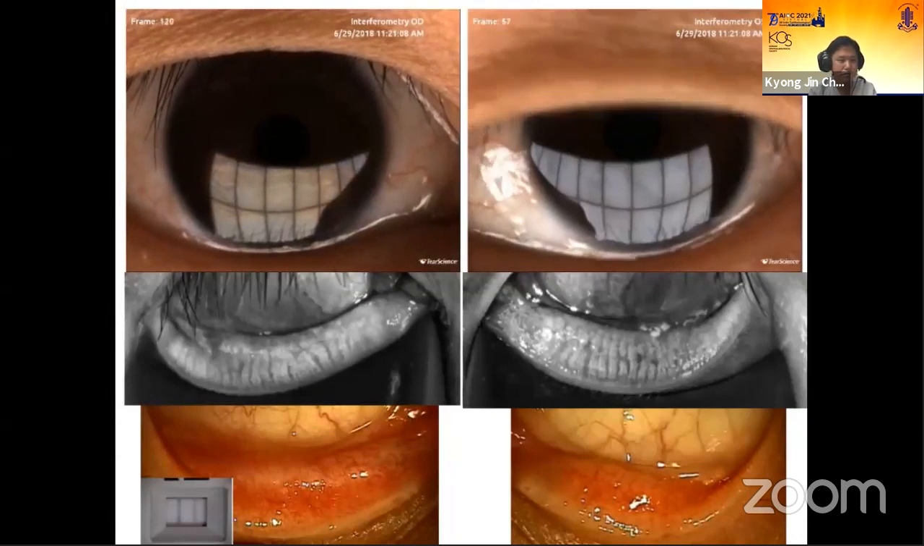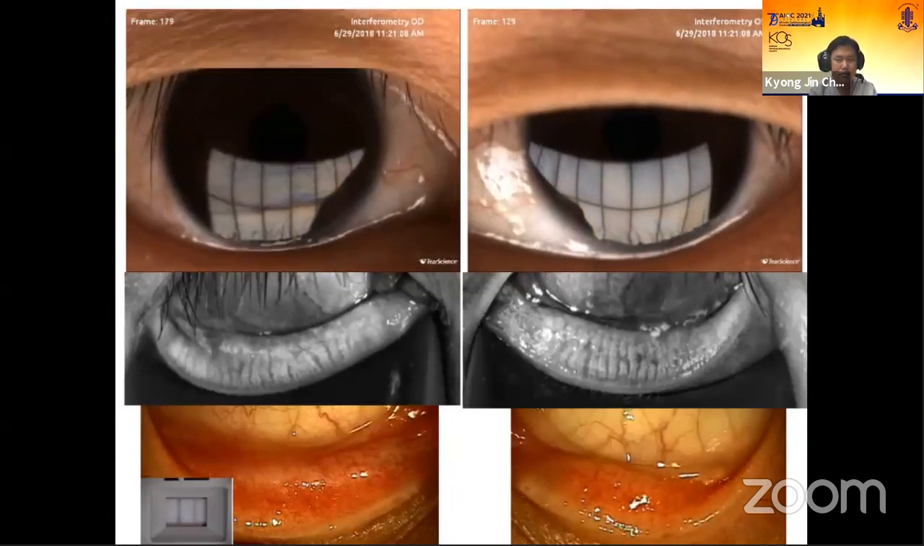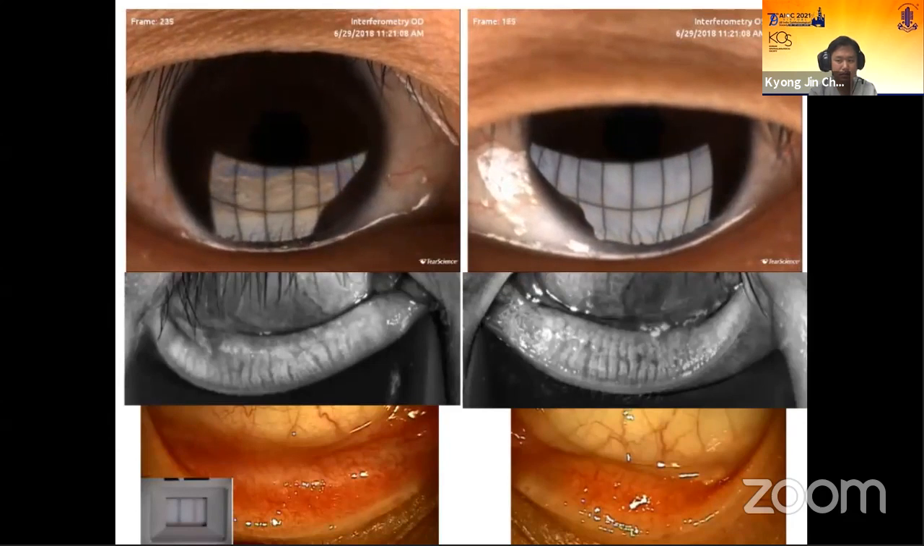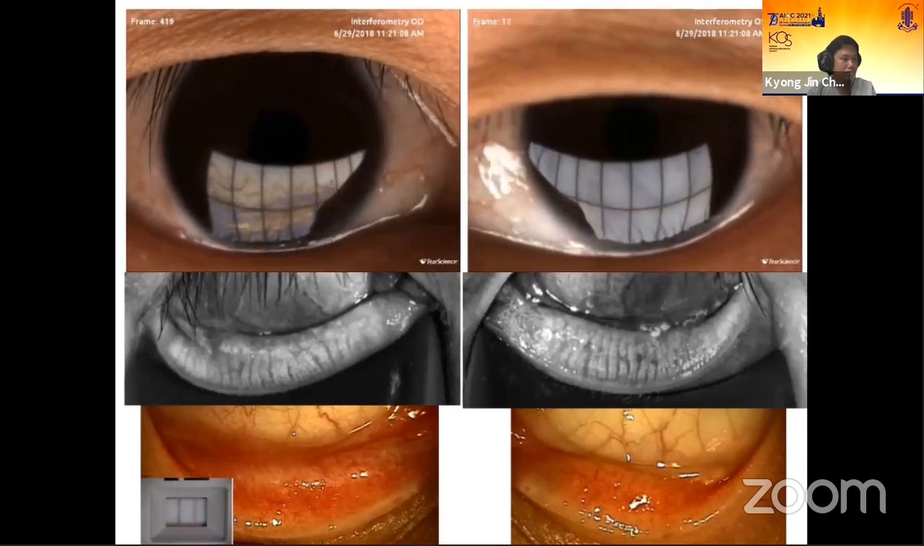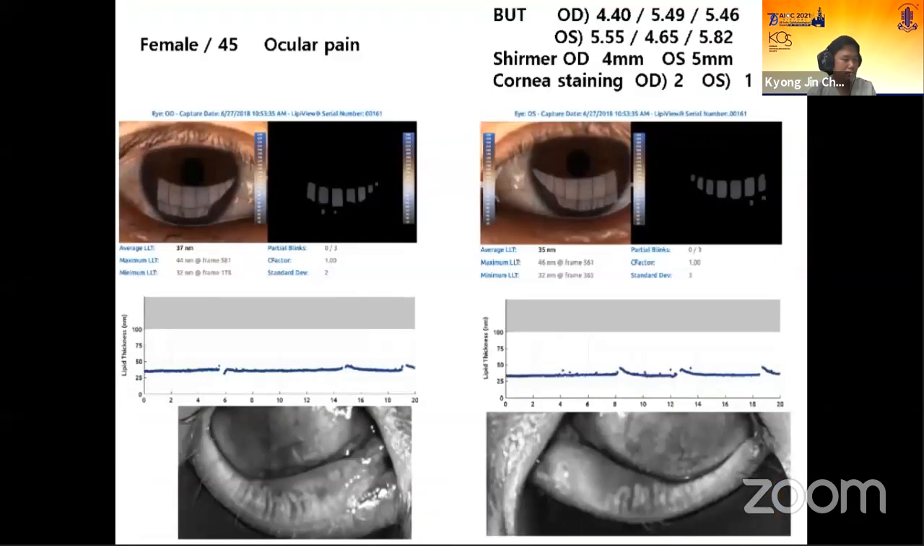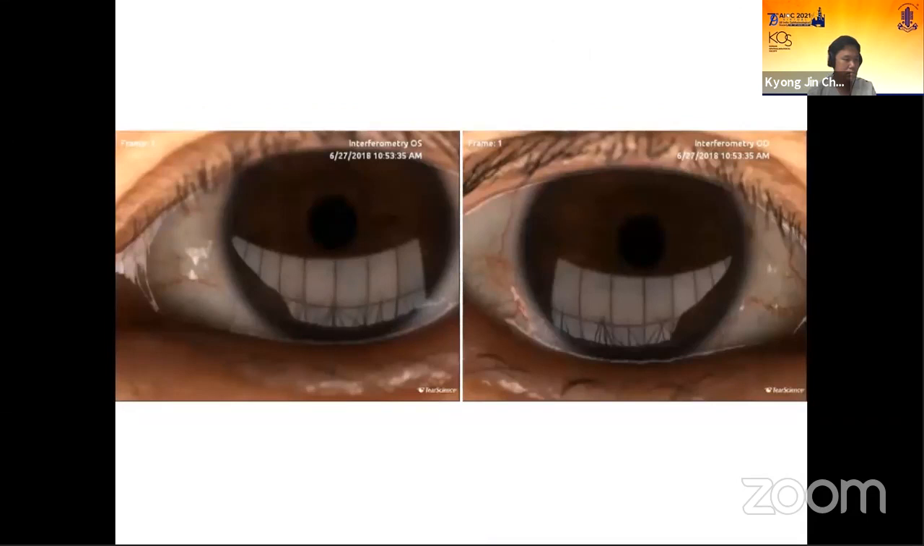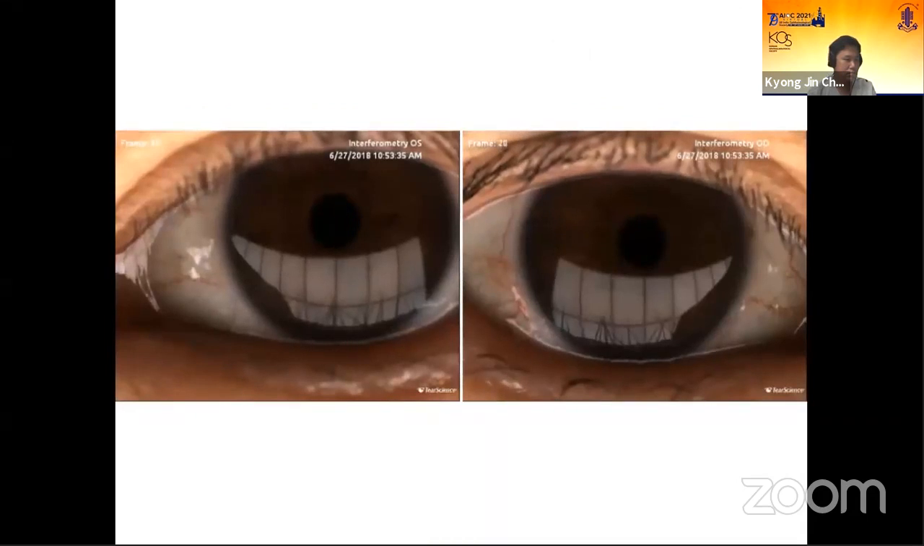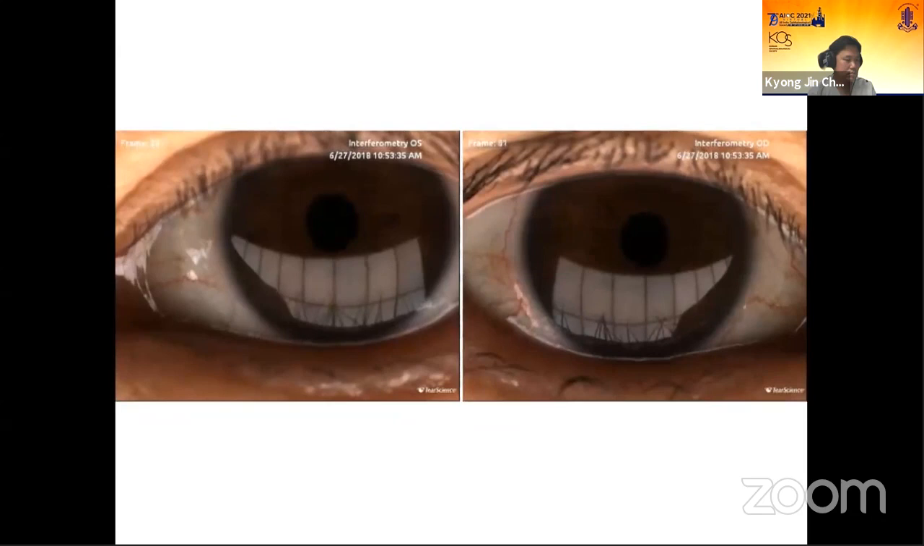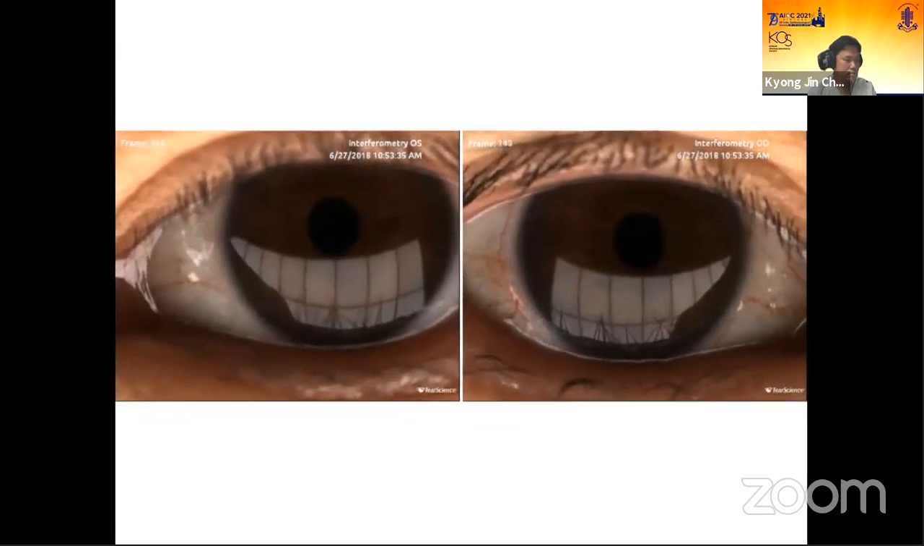This patient has a right eye conjunctivitis, so the lipid layer may be thick. However, this is an abnormal lipid layer. This patient has a severely reduced lipid layer in both eyes. If you look here, this patient doesn't close his eyes very well. This makes dry eye.